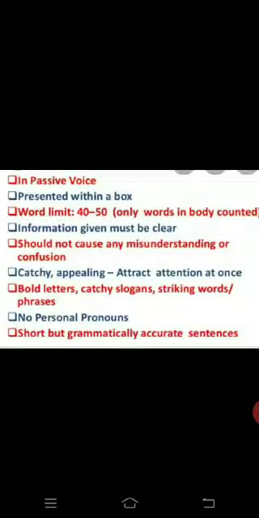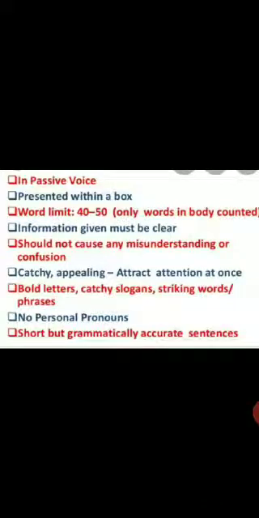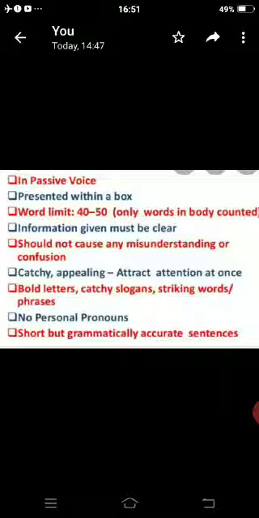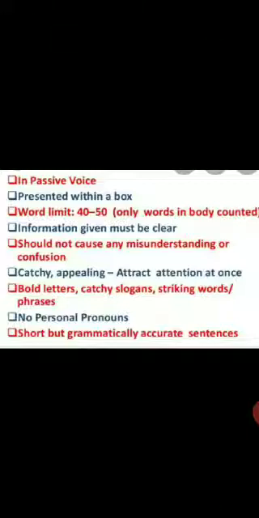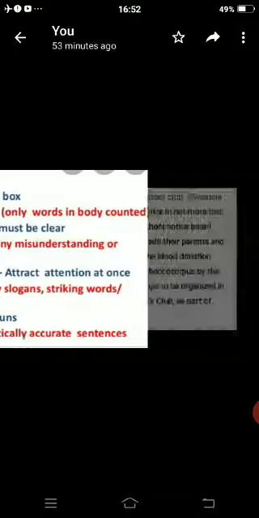There are some points which we must bear in mind while writing this notice. It should be in passive voice, and the word limit should be 40 to 50, as it is a short composition. Clarity should be there so that it does not cause any misunderstanding or confusion. The heading of the notice should be catchy or attractive, and it should be written in bold letters. No grammatical error should be there. So these are the points.